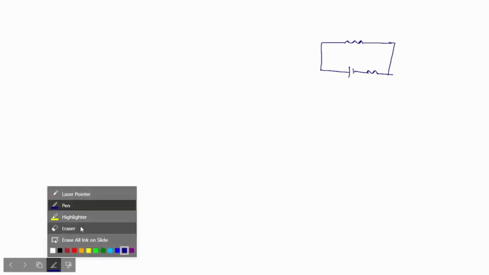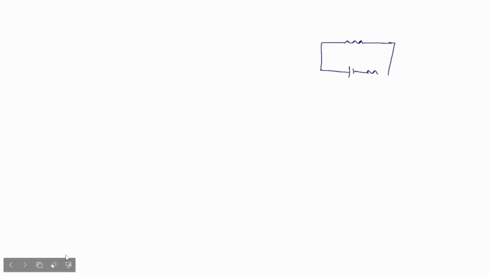So let's make our circuit. Let's say the resistance is variable, and your battery is connected, with its internal resistance.